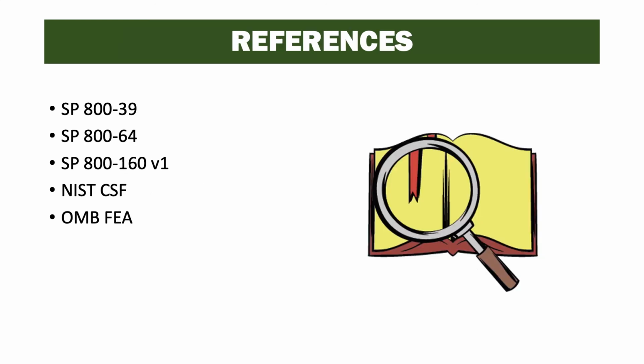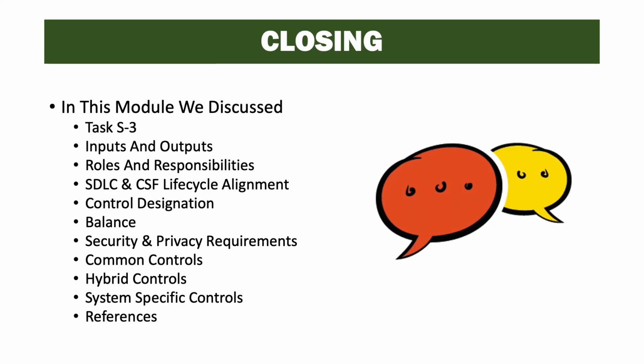References for this task include Special Publications 800-39, 800-64, and 800-160 Volume 1, as well as the NIST Cybersecurity Framework and OMB FEA. In closing this module, we talked about Task S3, its inputs, its outputs, roles, responsibilities, the SDLC and CSF lifecycle alignment, control designation, balance, security and privacy requirements, common controls, hybrid controls, system-specific controls, and the references.